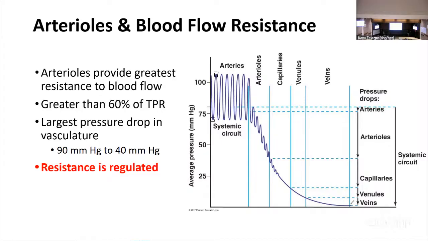But the arterioles are where we're going to see most of our resistance to blood flow. This is where the majority of our total peripheral resistance is coming from. Definitely more than half, more than 60%. Exactly what percent? Couldn't say. We've got this large pressure drop across the vasculature, and we're going to be regulating our resistance here.